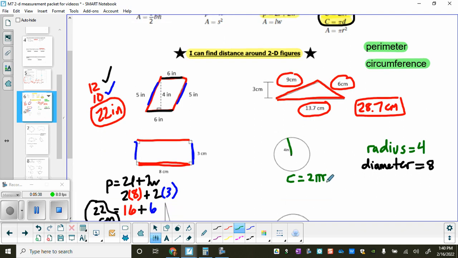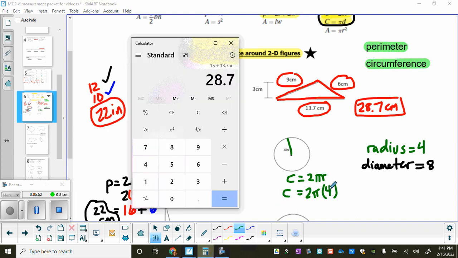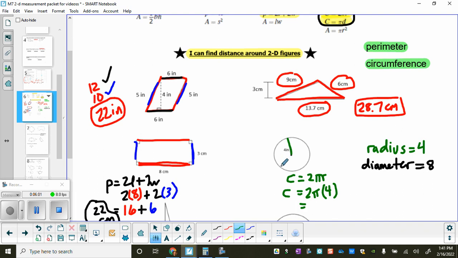It reminds you that you need to take that 4 and double it for the circumference. So 2 times 3.14 times 4. So the 2 times the 4 is the 8. We know that. And now I'm going to do times 3.14. And I get a 25.12. So the distance around this circle is 25.12 inches.